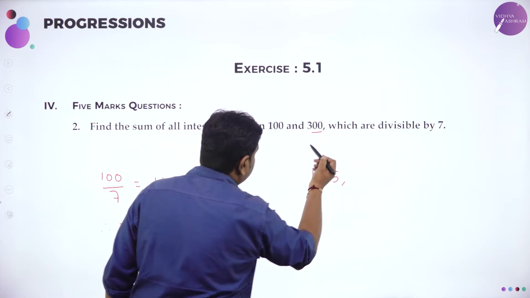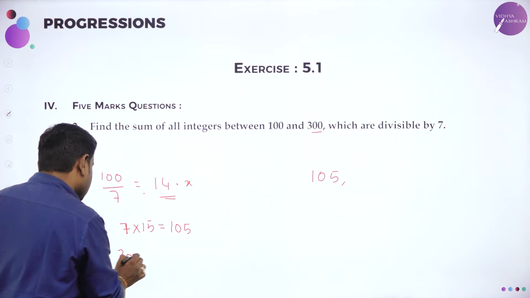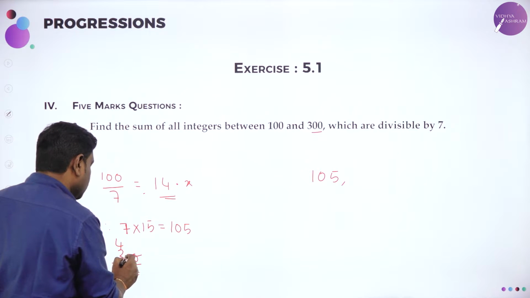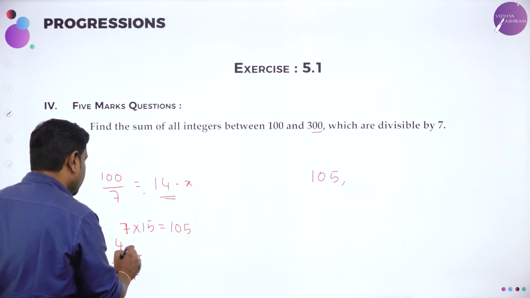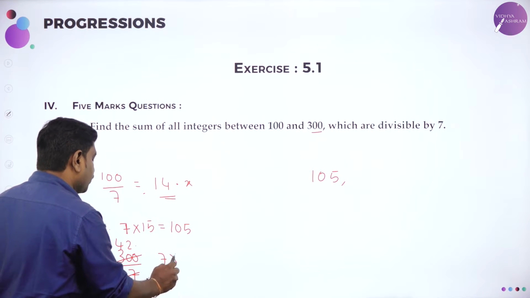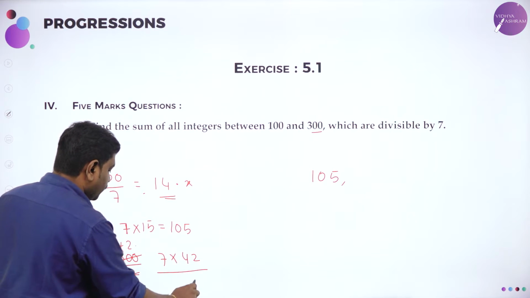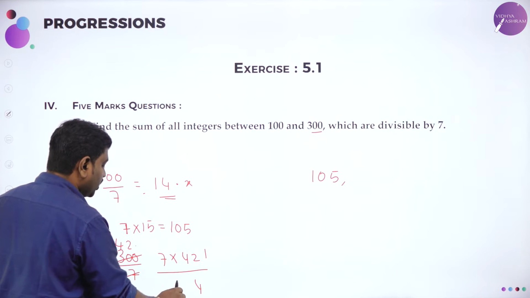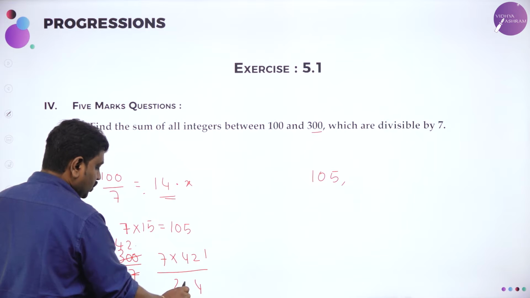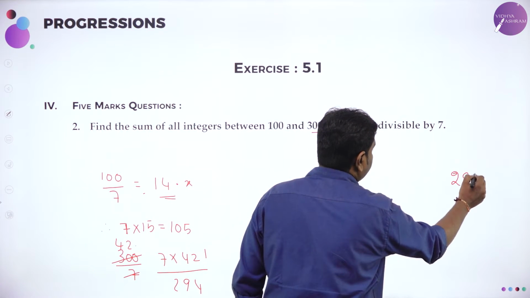Last number less than 300. So try dividing 300 by 7. 7 4s are 28, then 7 2s are 14, and you'll get 42 point something. So that's why you multiply 7 with 42. That's enough, because we can't cross 300. 7 42s: 7 2s are 14, 7 4s are 28, 28 plus 1 is 29, so 294. So the last number is 294.